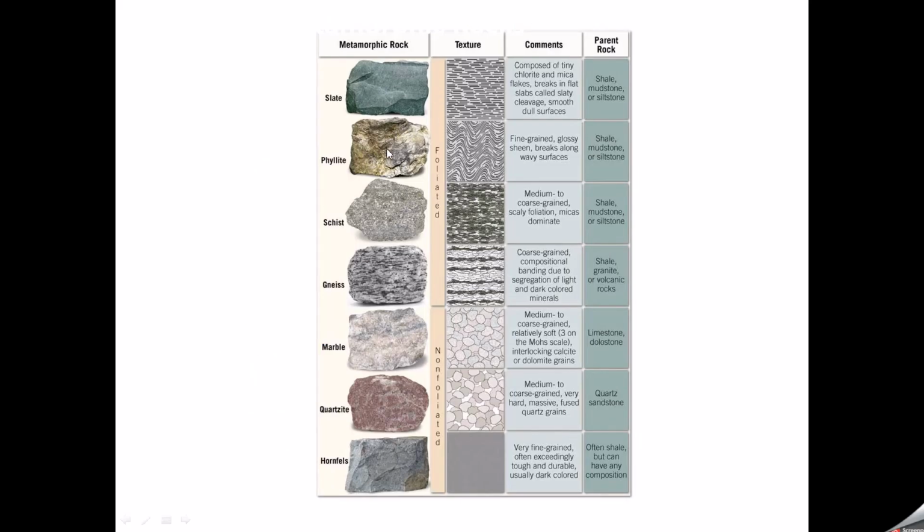The classification of metamorphic rocks. Here, metamorphic texture, comments, and parent rock. Slate, low grade of metamorphism. Phyllite, and then schist, intermediate. Phyllite, schist, intermediate, and then gneiss. Slate has no banding, no foliation. The only thing it has is breakage perpendicular to the bedding plane. The parent is shale. Phyllite, parent still shale.